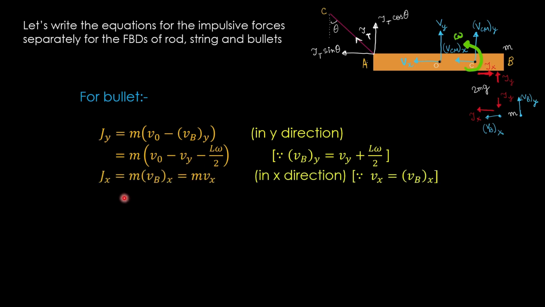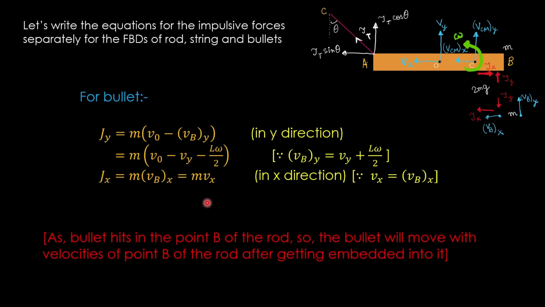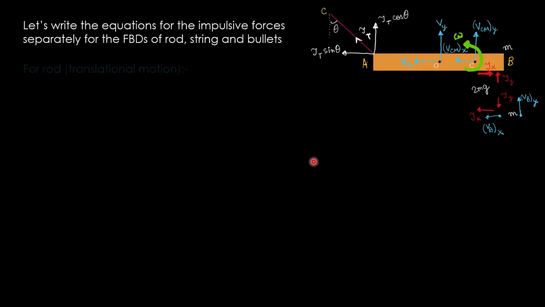Okay, now jx in the x direction is similarly mvbx, which is the velocity is gaining in this direction, and it is equal to mvx. So now let's move into the next part, which is considering the translational motion of the rod.